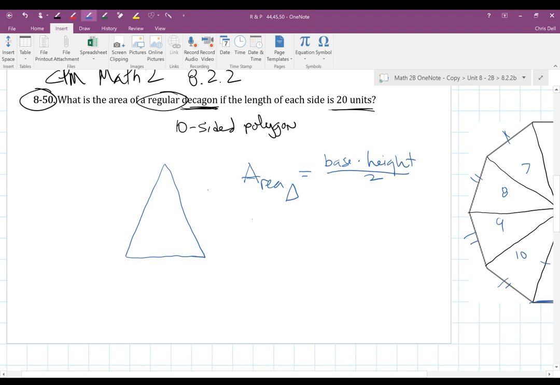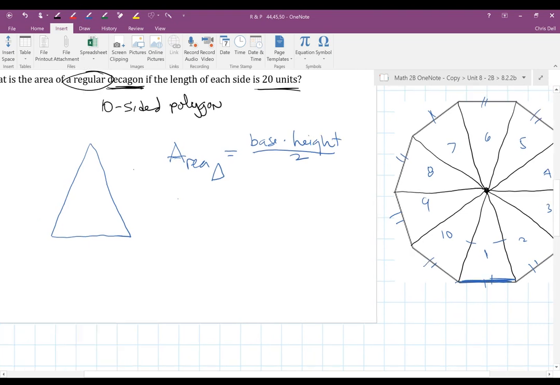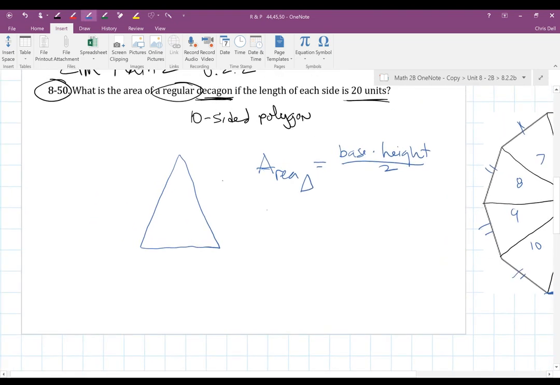Okay, so what do I know about this triangle? All I know right now is that the base here, because of the side of the decagon, is 20. What I can also determine is that angle, and that'll help me. I have its base, so 20 is my base, which is good to know. That's going to be part of my formula for finding the area. But now I've got to find its height.